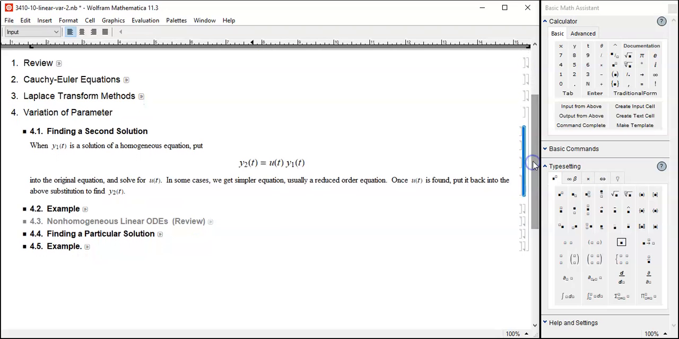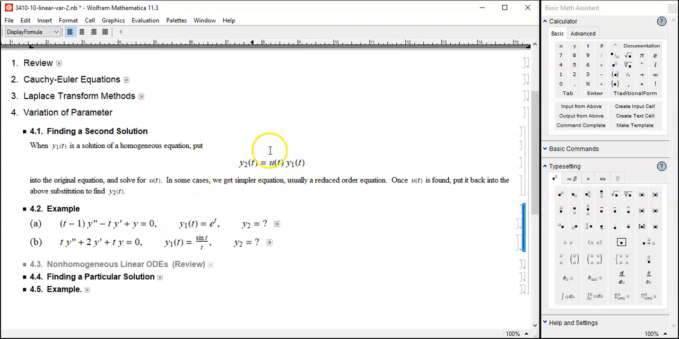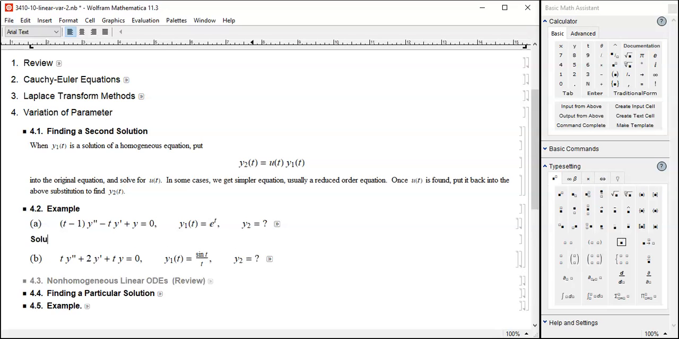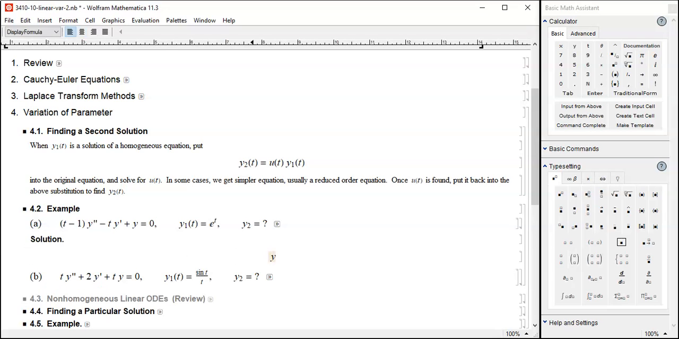Let's begin with the simplest possible case. Just one function, so instead of some big linear combination here, we just have u times y1. That is the simplest case. In that case, we can take derivatives and then plug back into the original equation, and you can find out u. Here's an example. y2 is u times y1, which is u times, let's see, in this case, y1 is given as e to the t power.